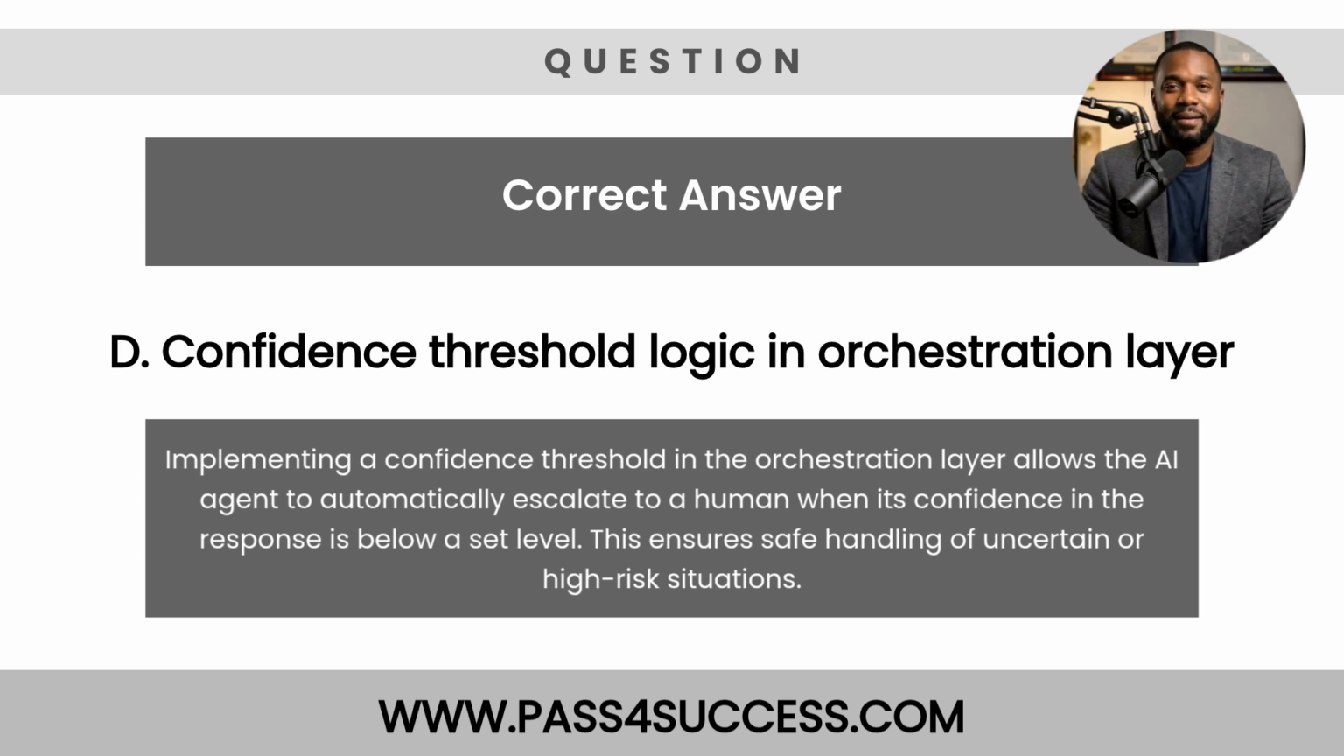Correct answer, D. Confidence threshold logic in orchestration layer. Implementing a confidence threshold in the orchestration layer allows the AI agent to automatically escalate to a human when its confidence in the response is below a set level. This ensures safe handling of uncertain or high-risk situations.